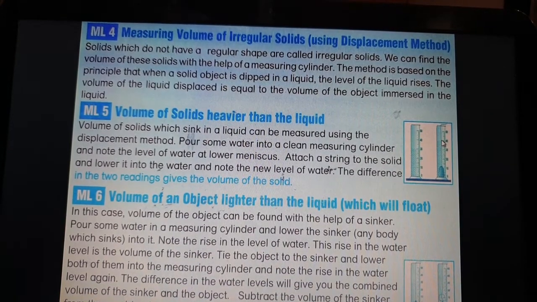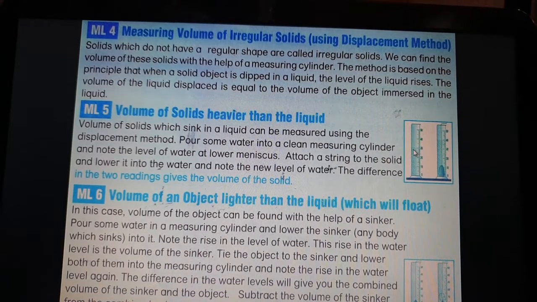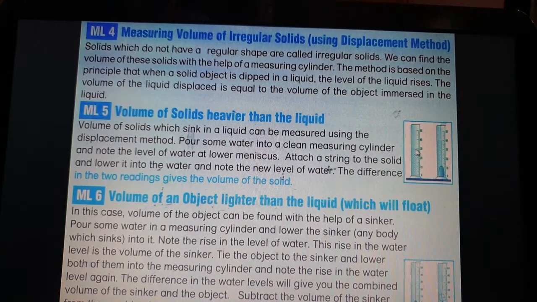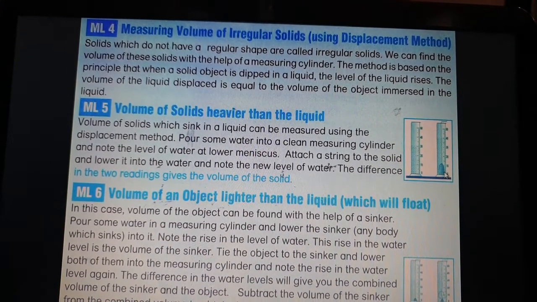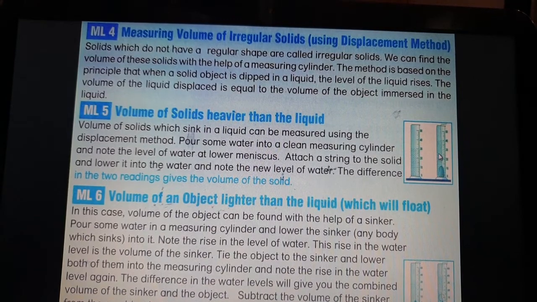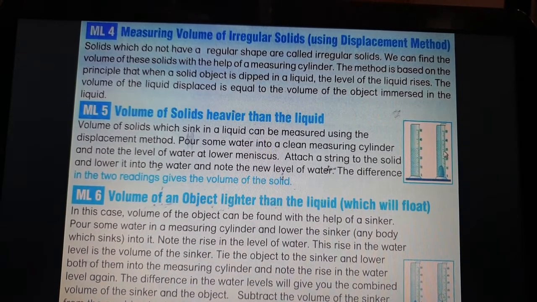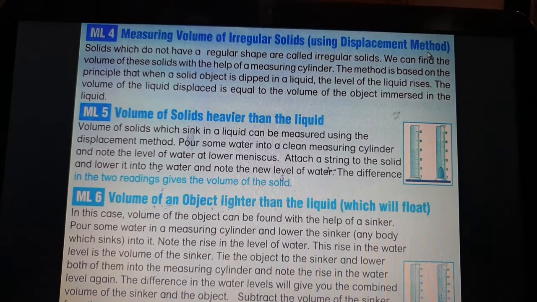After that you can measure. You can see in this picture, before dropping the solid or a stone, the level of the water was only till 20. When you dropped the stone inside, the level of the water rose from 20 to 40. So there is a 20 centimeter rise in the water level. This is how we can calculate with the help of the displacement method.